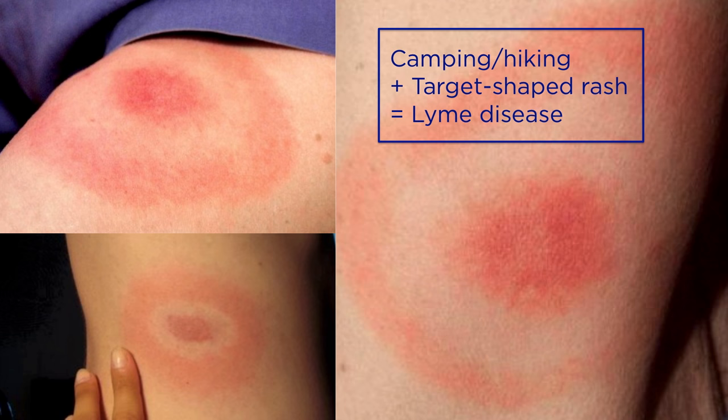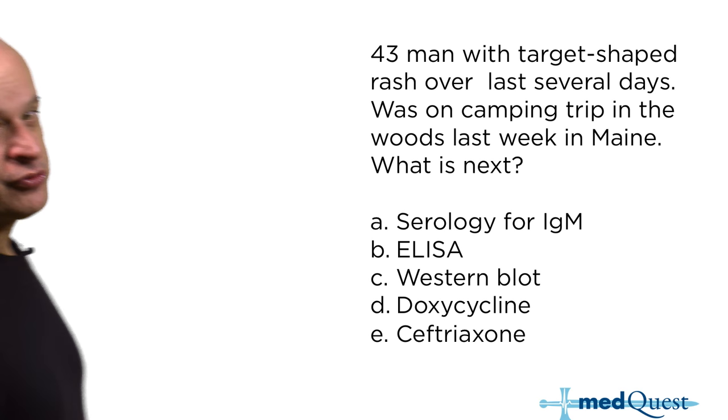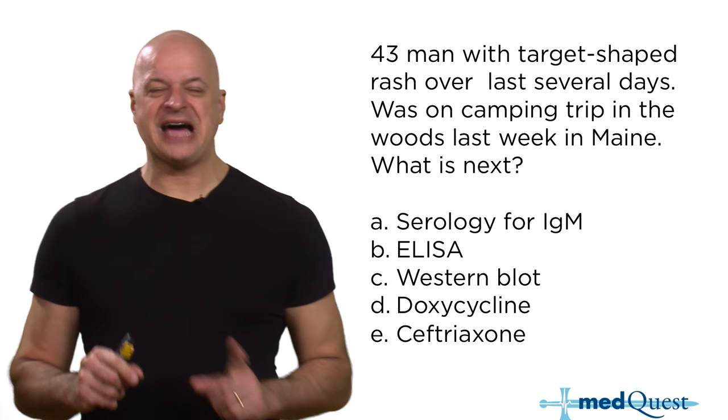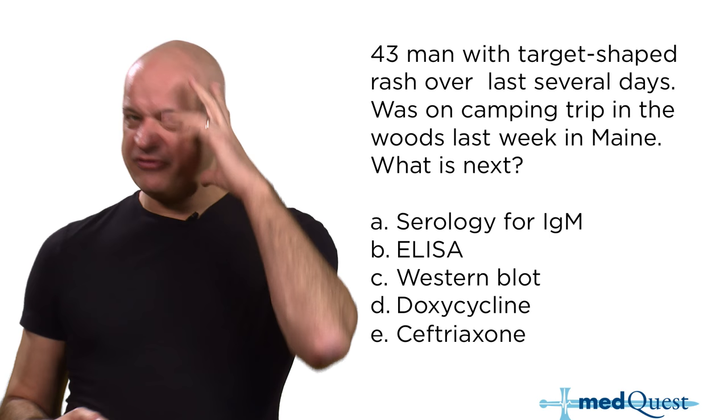Now, the spirochete is transmitted by this Ixodes tick. Here's a bunch of examples of this. If you have just the rash, joint pain, or facial palsy, which is seventh cranial nerve palsy, you can be treated with oral therapy: doxycycline, amoxicillin, or cefuroxime.